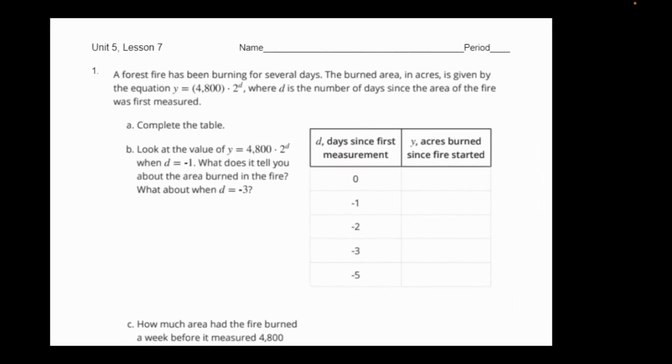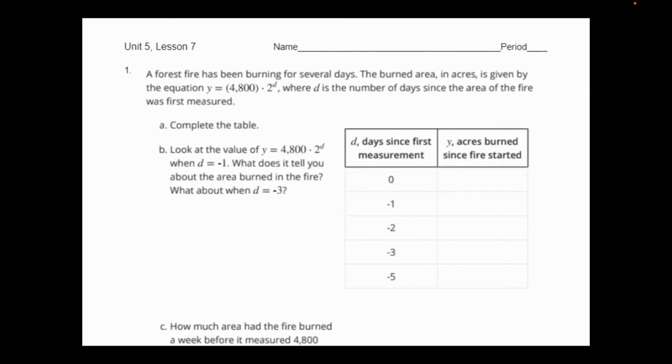And in this video we're looking at the Unit 5 Lesson 7 cumulative practice problems for Illustrative Math Algebra 1. So let's get started. First things first, here we have a question about a forest fire.